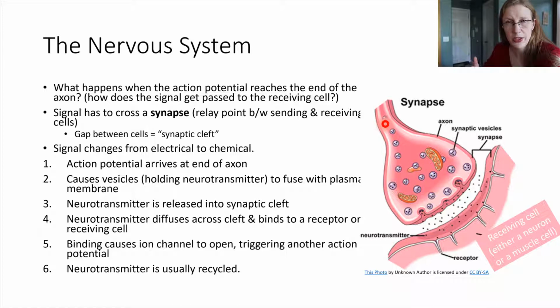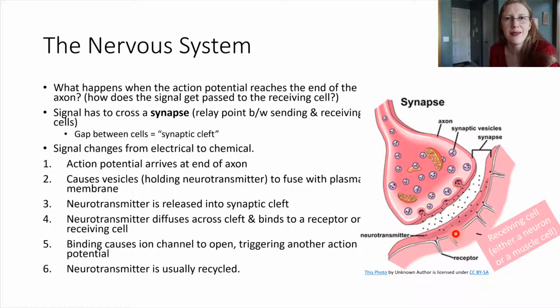So the signal overall started off as an electrical signal. It was based on the movement of charges. And then right here it gets converted to a chemical signal across the gap, and then it converts back to an electrical signal. So this is amazing, the way that cells can message each other. It's amazing, and it's also quite complex.